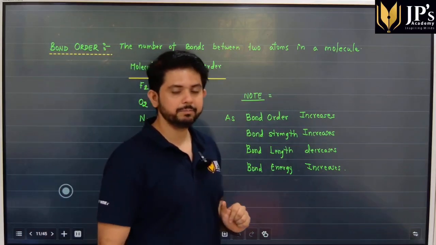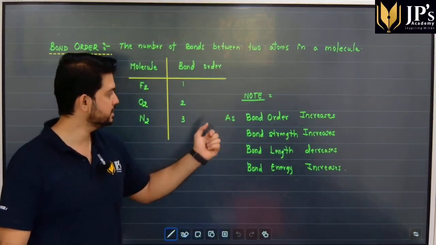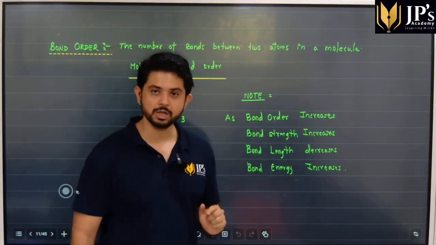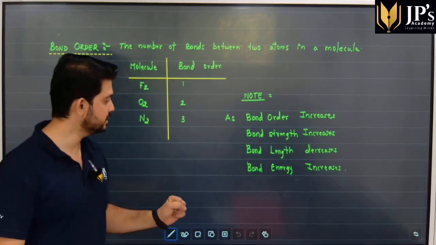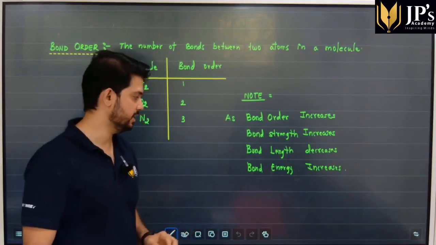A very important point to note over here, students, is that as bond order increases, bond strength increases, bond length decreases, and bond energy increases.